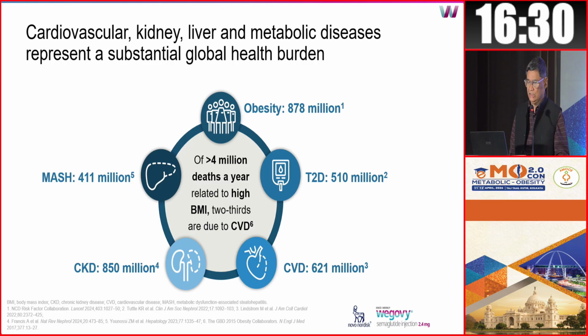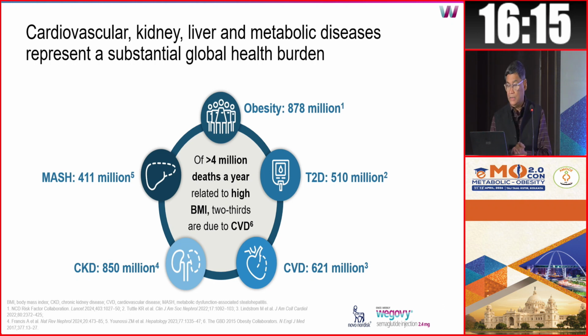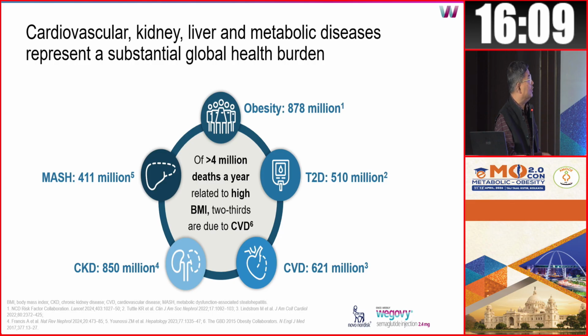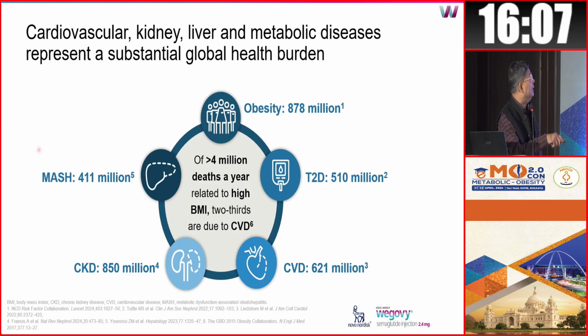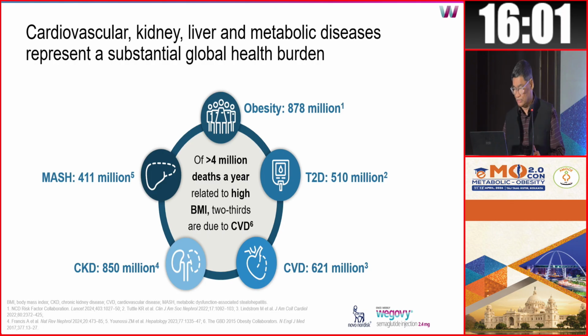However, just to remind you that cardiovascular, kidney, liver, and metabolic diseases represent a substantial global health burden. So you can see here, MASH 411 million people, obesity 878 million, type 2 diabetes 510 million, CKD 850 million, and CVD 621 million. And it says more than 4 million deaths per year are due to this burden.